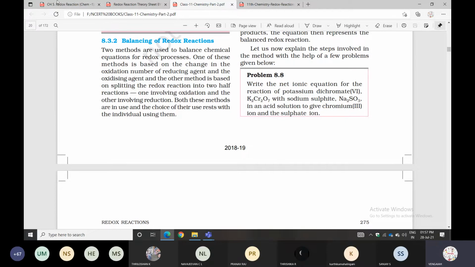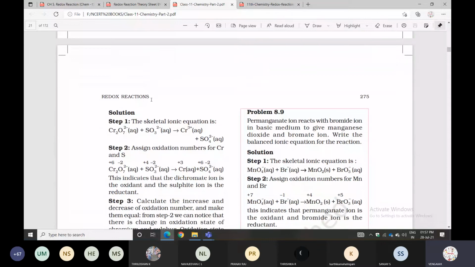Chromium 3+ ion. So the formula you can write down: Cr2O7 2- plus sulfite ion SO3 2- gives Cr3+ plus SO4 2-. So this is the unbalanced ionic equation, nothing but a skeletal equation. So you can make it balanced.